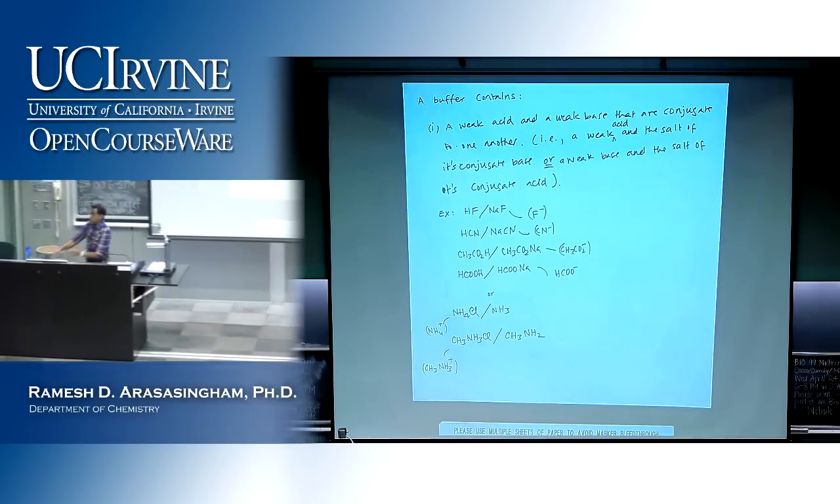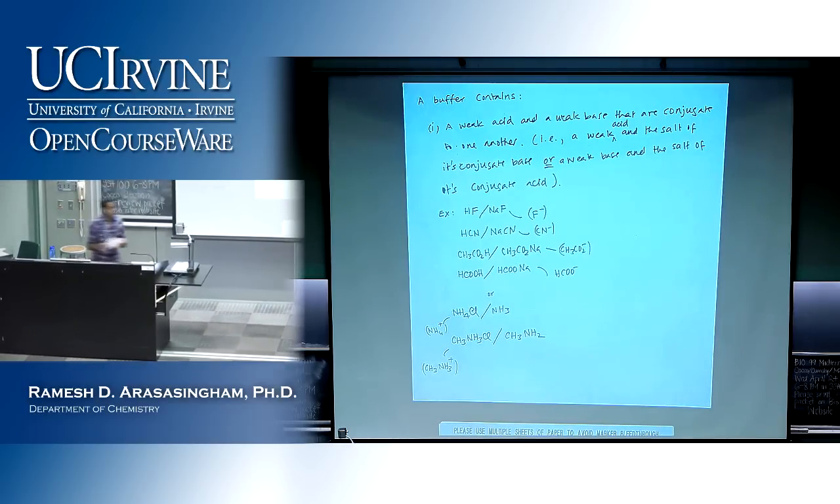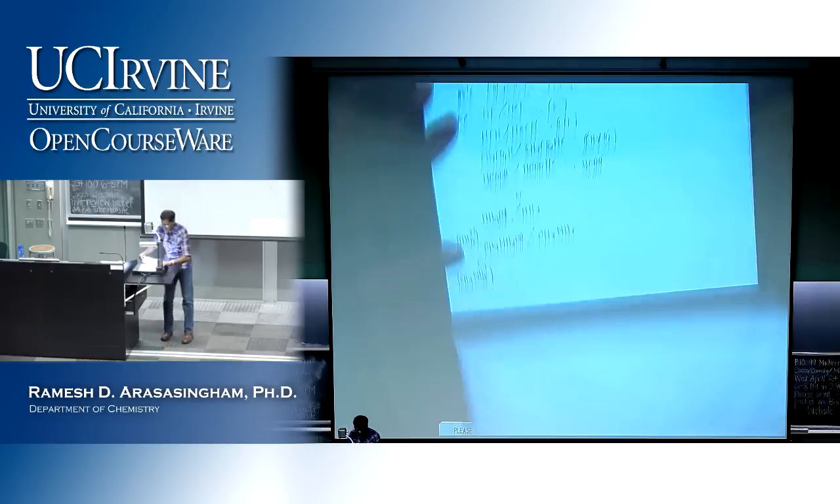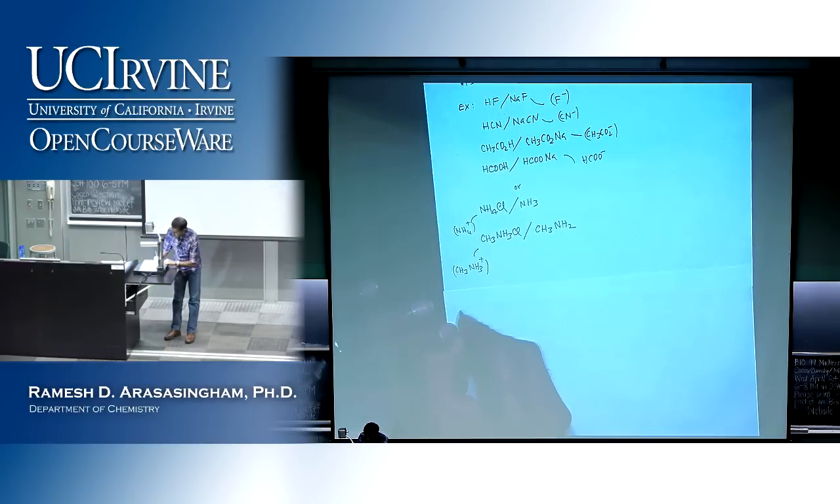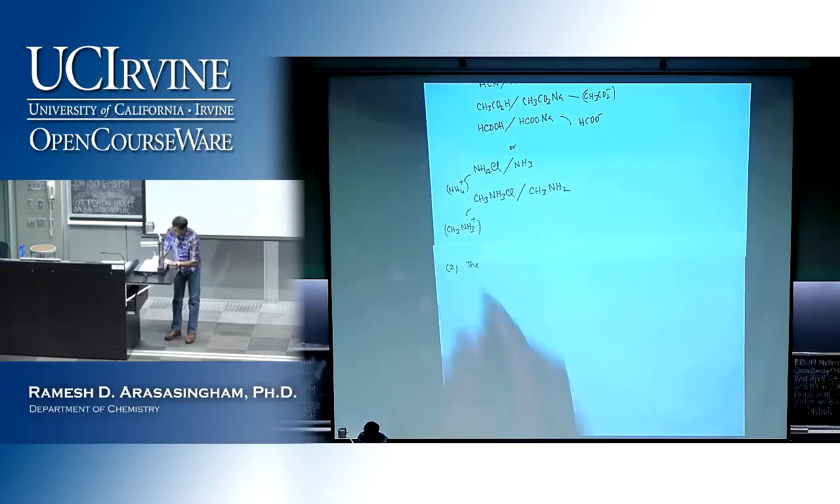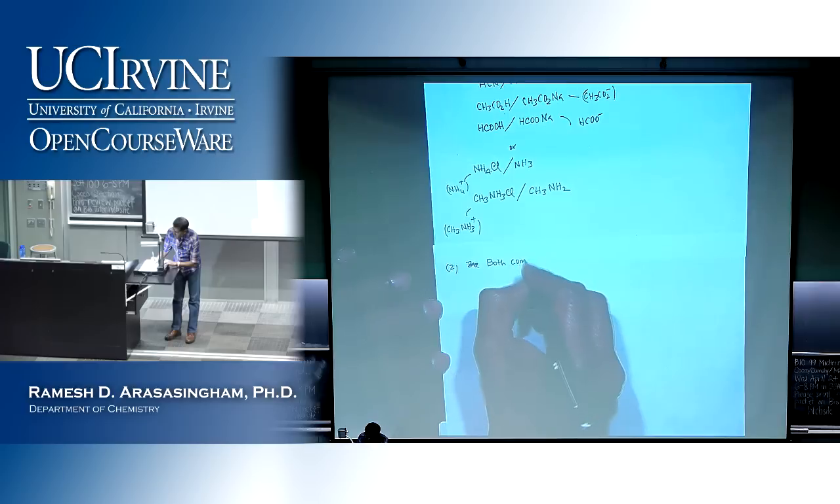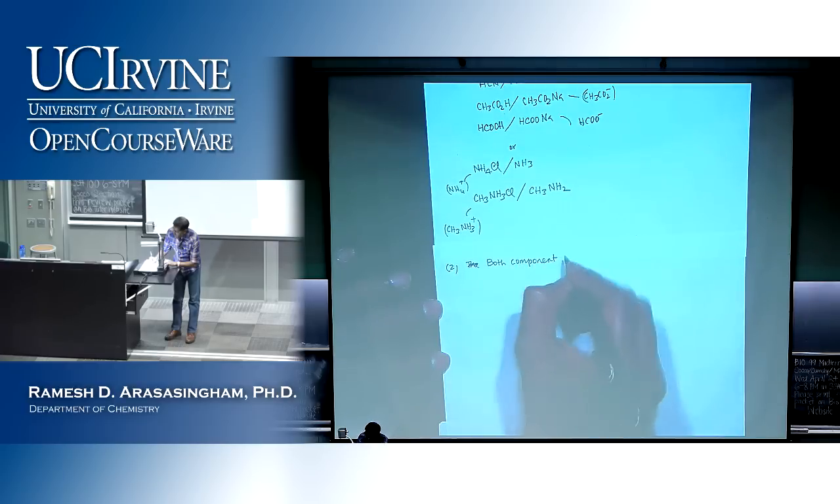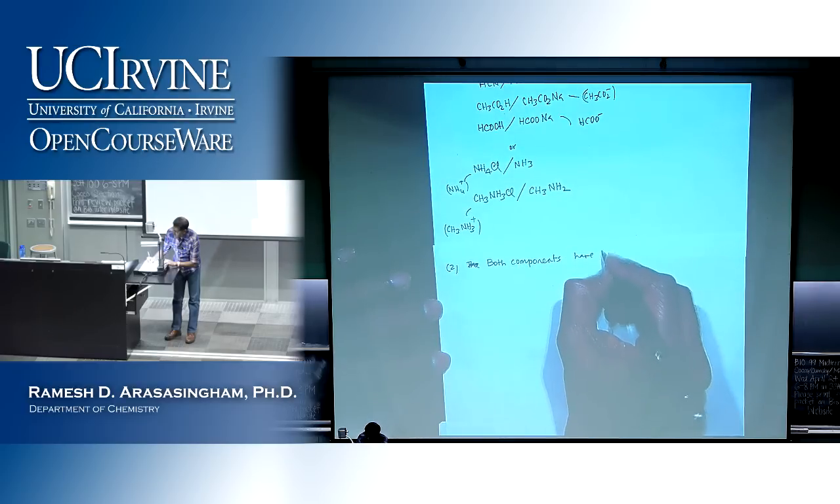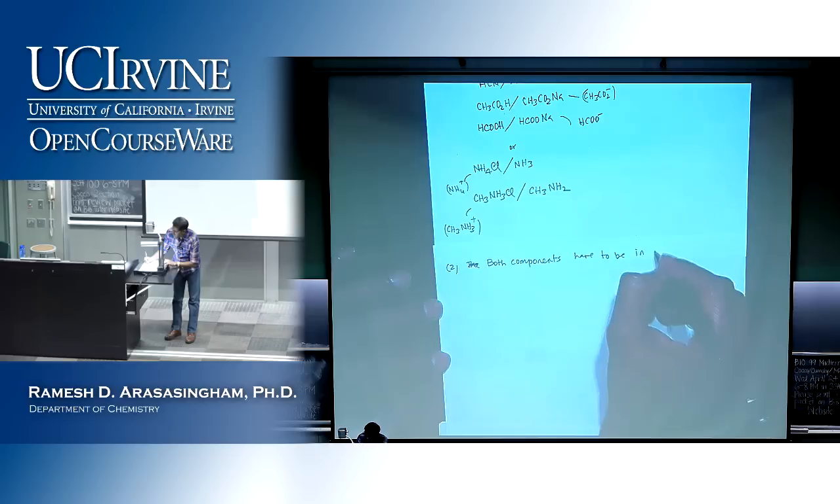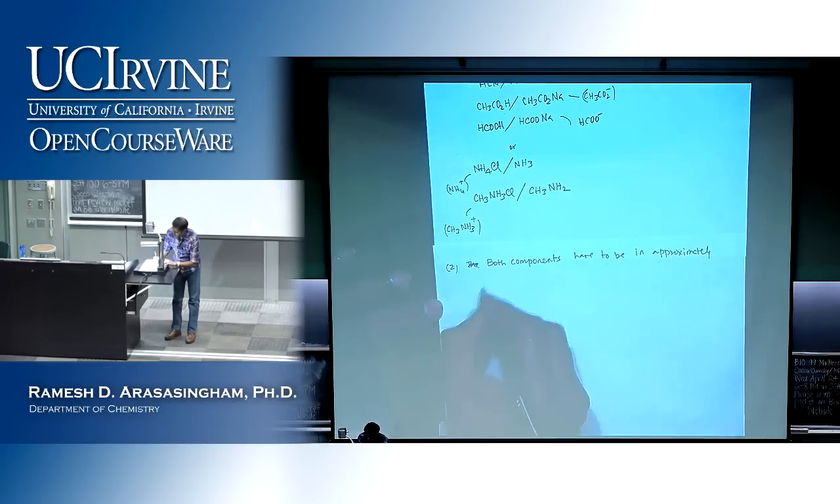The second property that a buffer has to have is that both components have to be in approximately equal amounts.